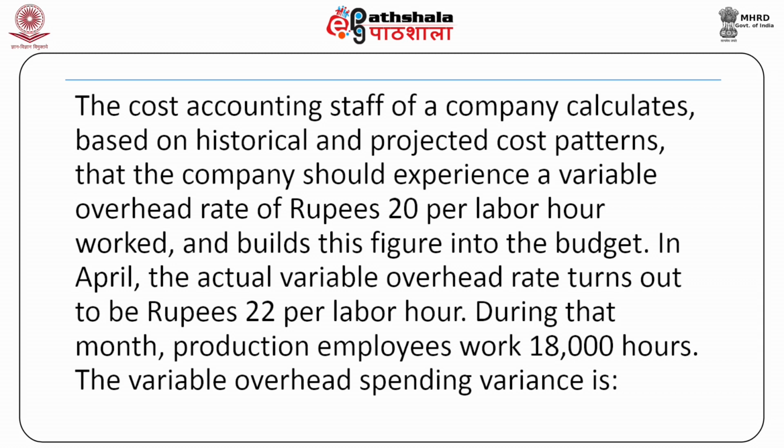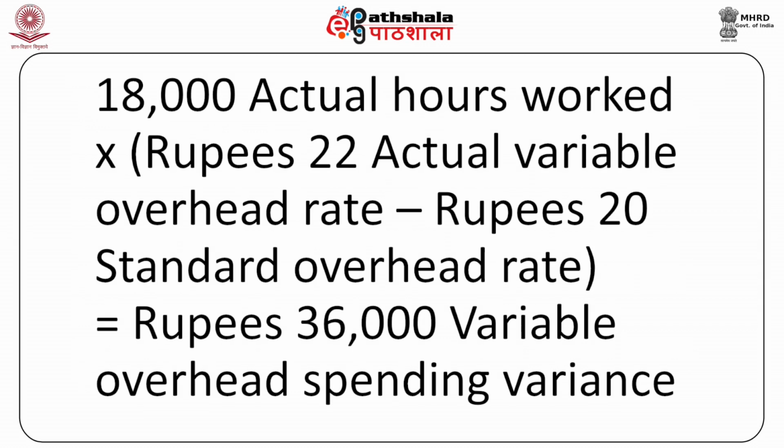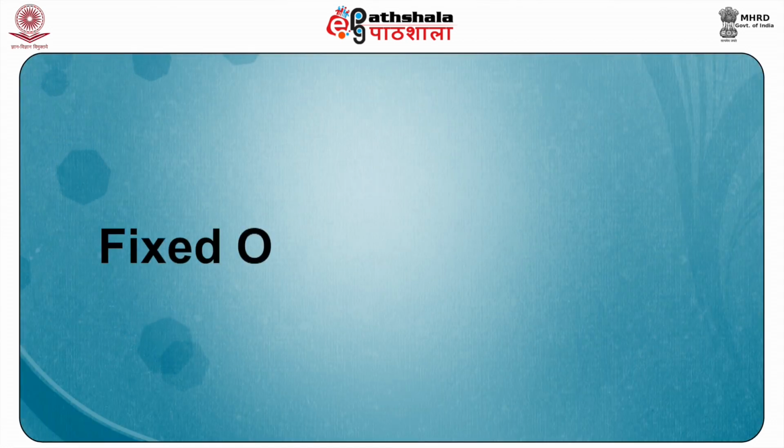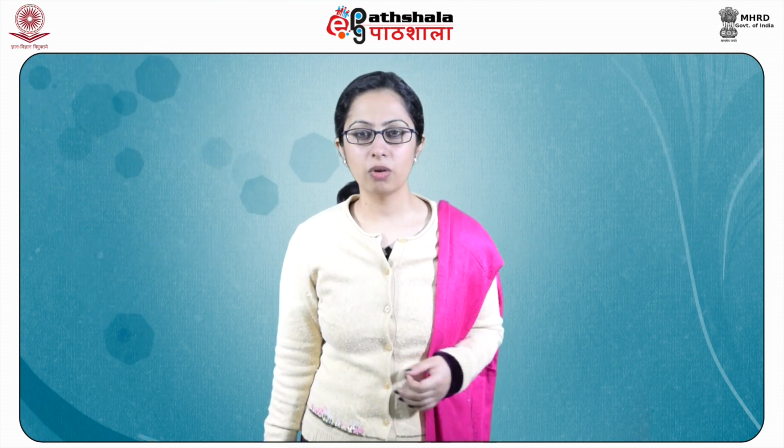The variable overhead spending variance is: 18,000 actual hours worked into (rupees 22 actual variable overhead rate minus rupees 20 standard overhead rate) is equal to rupees 36,000 variable overhead spending variance. Let us now discuss the fixed overhead variances. Fixed overhead cost variance, FOCV, is that portion of total overhead cost variance that arises due to difference between standard fixed overhead cost for actual output and actual fixed overhead.